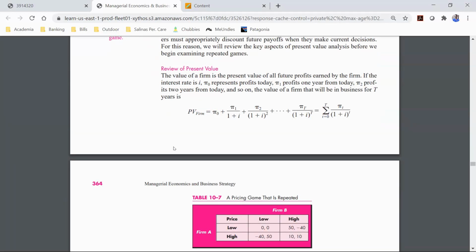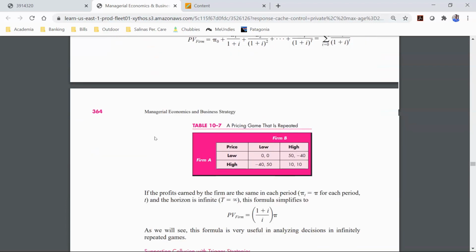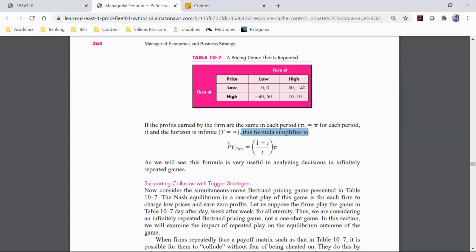But if the payment is the same exact payment for the whole time and the interest rate is the same, then you can simplify this calculation to this. Where if the profit's always the same and if the interest rate's always the same and it's played infinitely, then your present value can be estimated or assumed to be 1 plus I divided by I times that profit you get every single year per period. Okay, if the profit changes, if the profit is not the same, you can't use this, but if it is, you can.